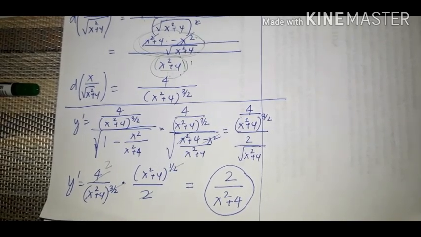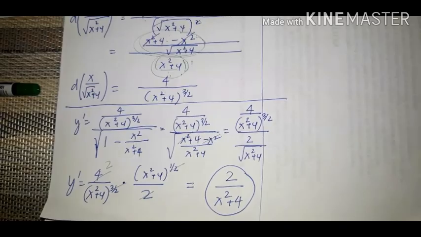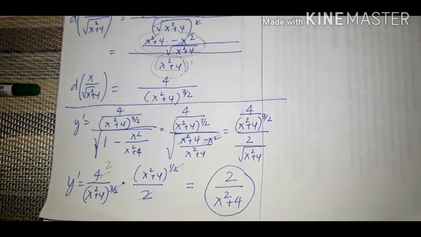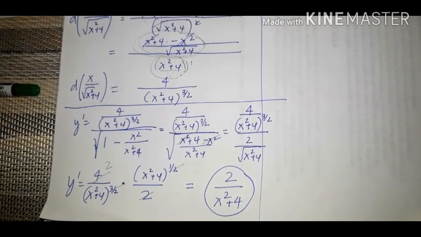So, y prime is that. 2 over x squared plus 4.